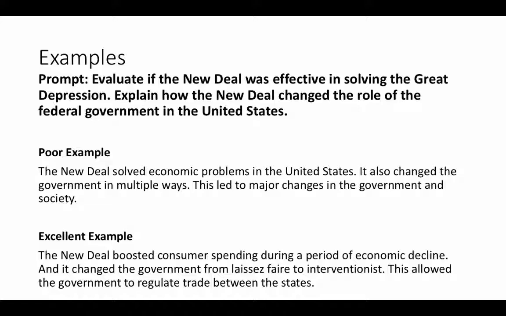Here's what I would want my students to do. The New Deal boosted consumer spending during a period of economic decline, and it changed the government from laissez-faire to interventionist. This allowed the government to regulate trade between the states. So notice what's happened here. In this particular good example, we have a clear reason given to us about a change that's taken place in consumer spending. We also see how the federal government has changed its relationship in two different ways, into an interventionist government as well as one that regulates trade between the states. So we have historical thinking skill, we have the political impact, and we have a specific reason for why the change took place.